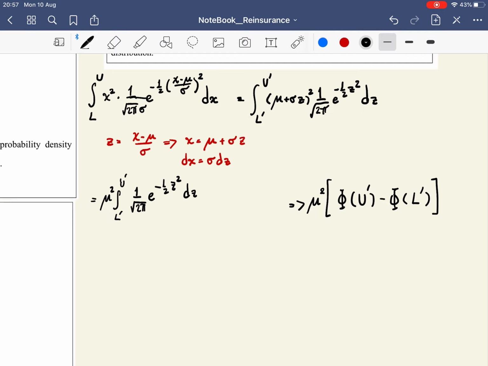Let's move to the second term. The second term is plus 2 mu sigma z, right?